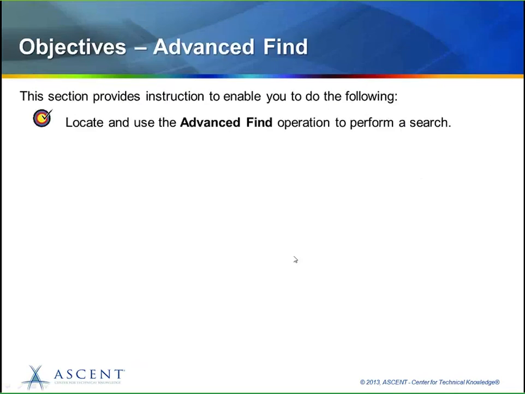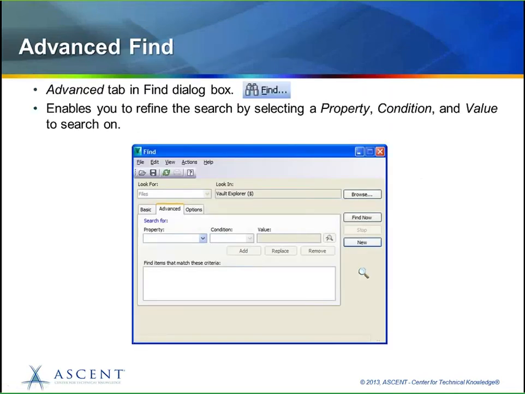And the advanced find. So you pick the Advanced tab here, and it enables you to specify your criteria, select the property, condition, the value for each, and add as many as you want there. And I will show that also now in the software.